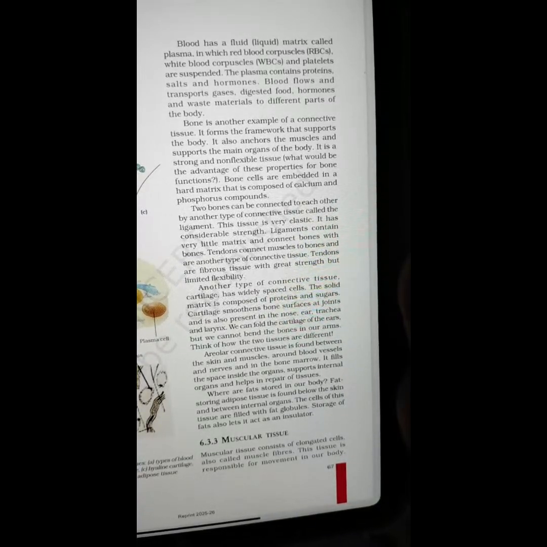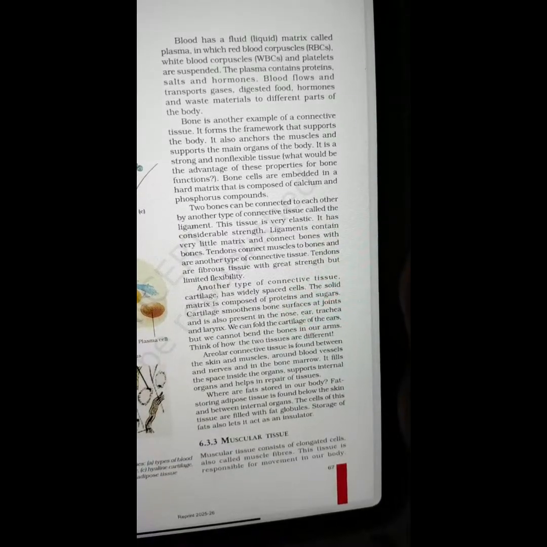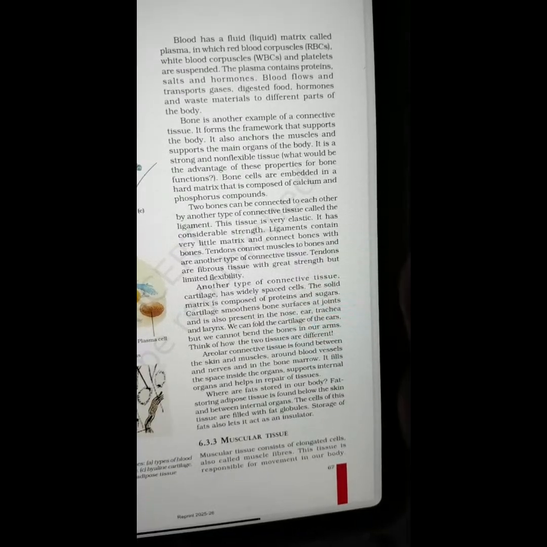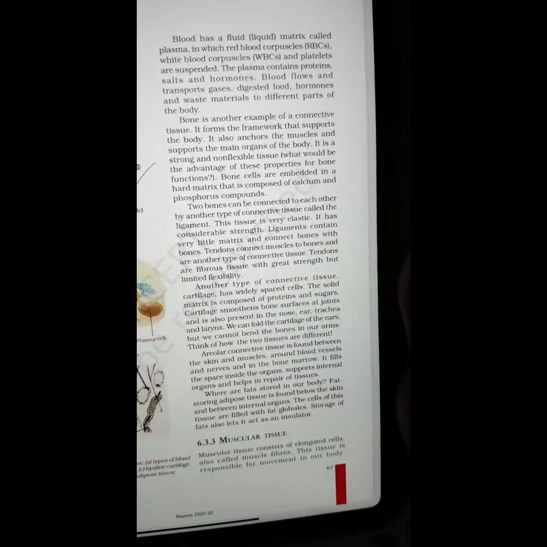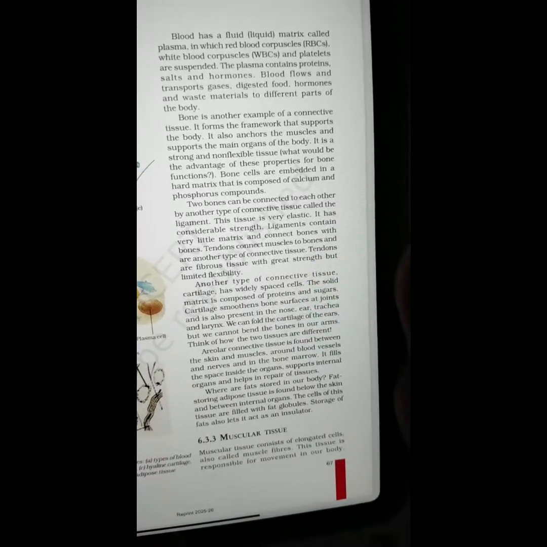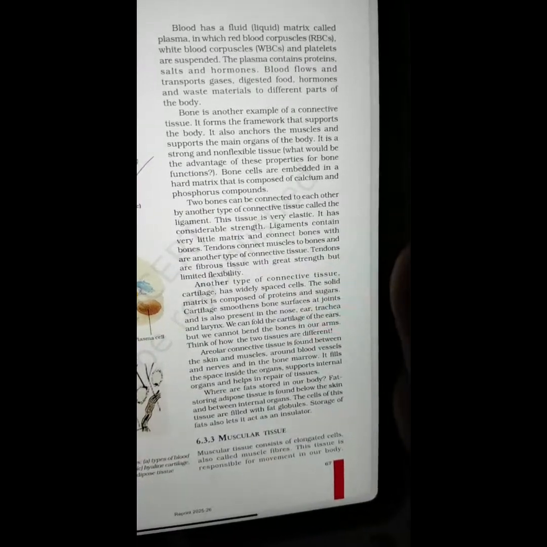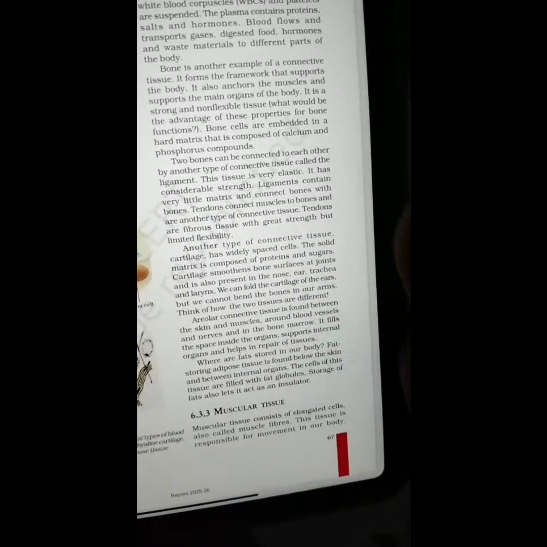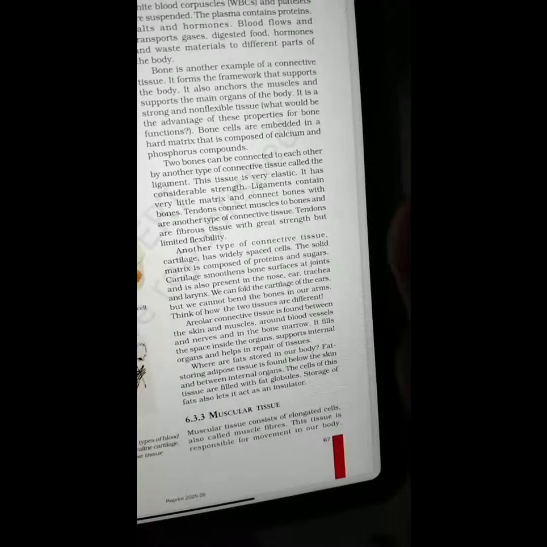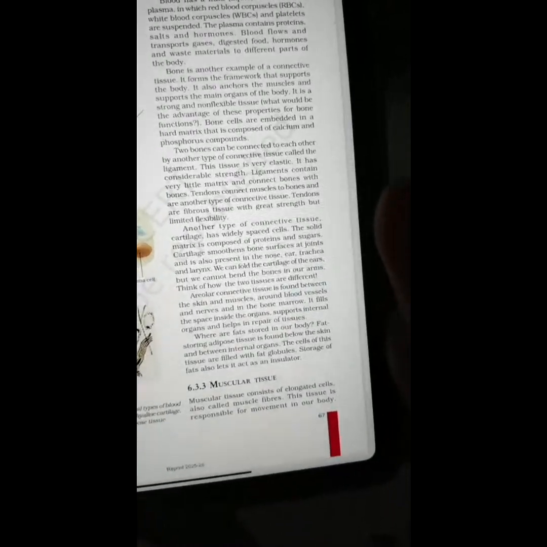Areolar connective tissue is found between the skin and the muscles, around blood vessels and nerves, and in the bone marrow. It fills the space inside the organs, supports internal organs, and helps in repair of tissues. Where are fats stored in our body? Fat-storing adipose tissue is found below the skin and between the internal organs. Cells of this tissue are filled with fat globules. Storage of fats also lets it act as an insulator.